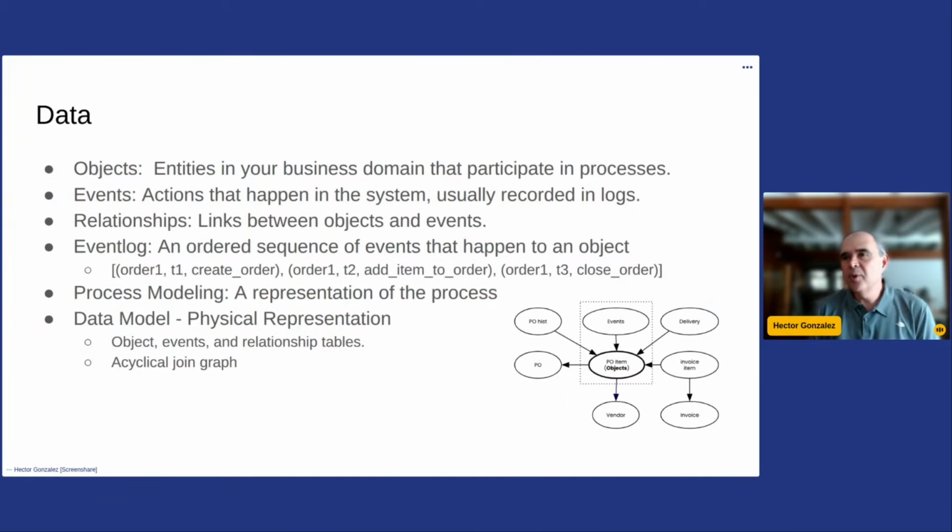And there is some process modeling, as I said before. We need to derive some representations of your process. This usually looks like a finite automaton, like a Petri net. There are different ways to represent the process. We take the data model and construct a physical representation. The physical representation is just objects, events, and relationships, which become tables in StarRocks. And these tables form a cyclical join graph.